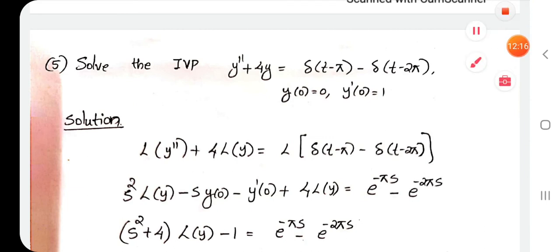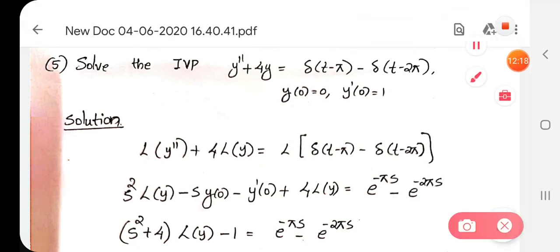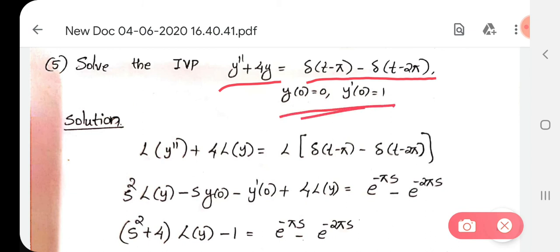So now we consider another problem which also includes the Dirac delta function. Here the left side is y double dash plus 4y, and the right side we have two Dirac delta functions, that is delta t minus pi and delta t minus 2 pi, with initial conditions y of 0 equal to 0 and y dash 0 equal to 1.